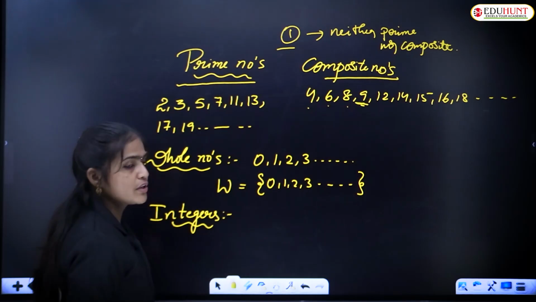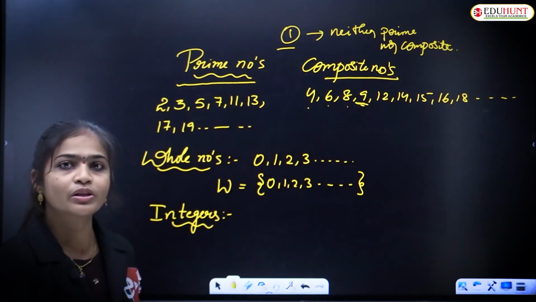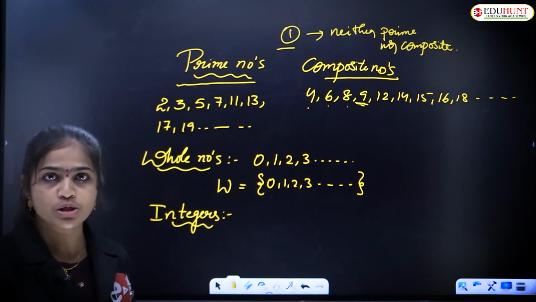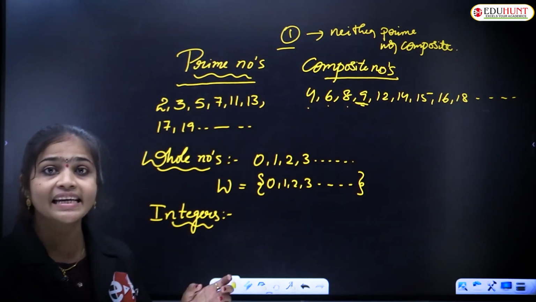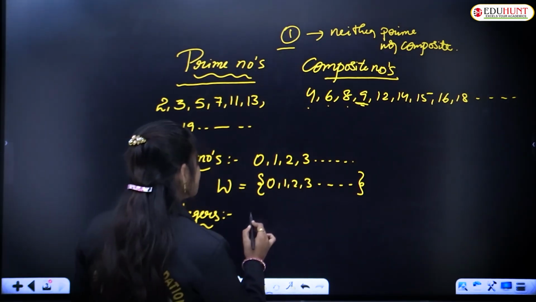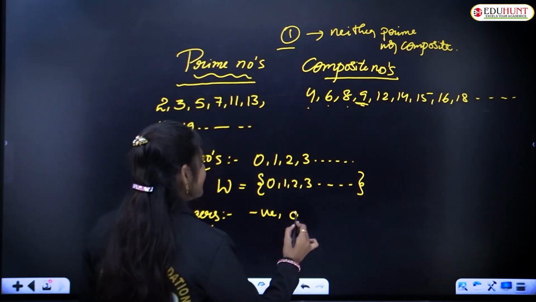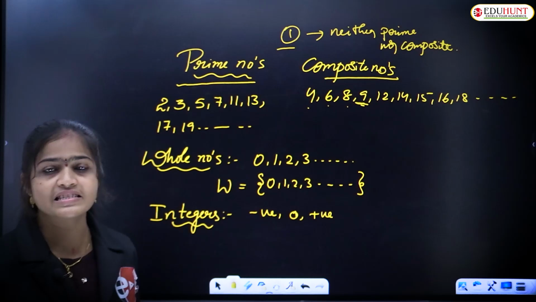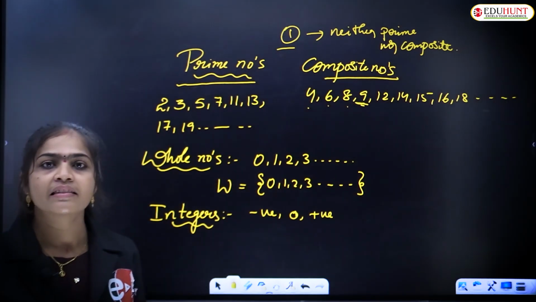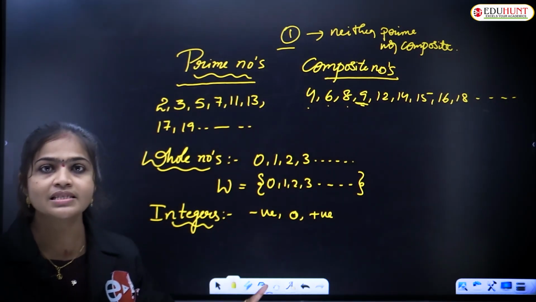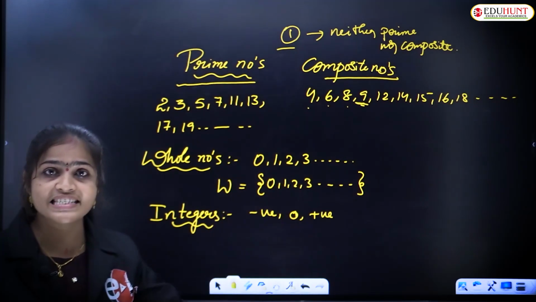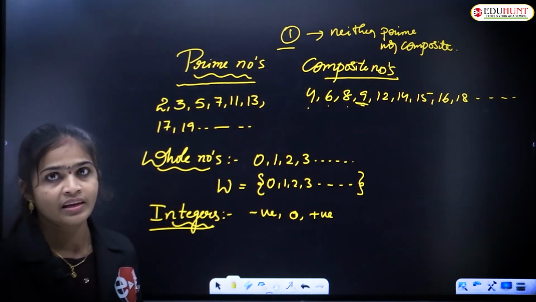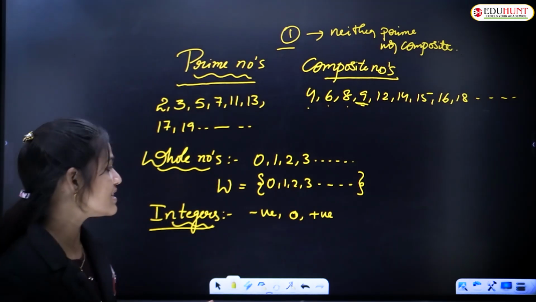What is that? After whole numbers we have integers. So what about integers? Here integers means the set of positive natural numbers and negative numbers including 0, which means negative numbers, 0 as well as positive numbers are there in integers. So what is the definition of integers? The set of positive natural numbers and negative numbers including 0 are called integers.